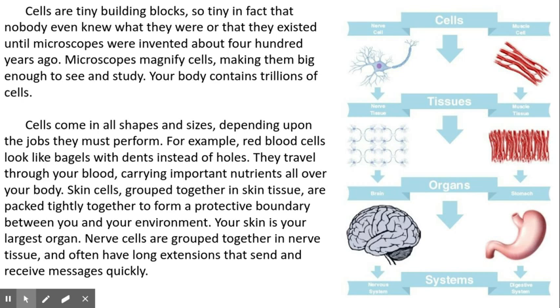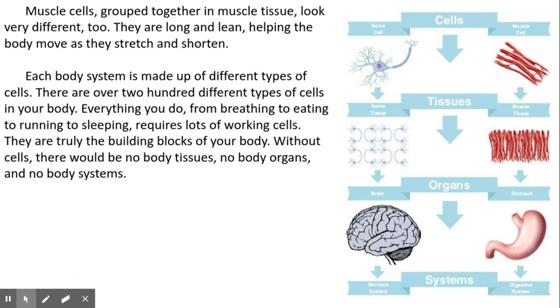Nerve cells are grouped together in nerve tissue and often have long extensions that send and receive messages quickly. Muscle cells grouped together in muscle tissue look very different. They are long and lean, helping the body move as they stretch and shorten. So if you look at the right here, you can see the muscle cells and how small they are, and then they come together as tissue, and then they become the stomach or another organ.